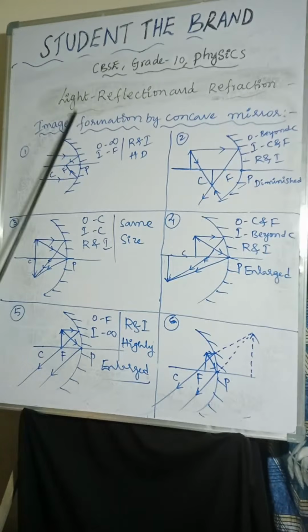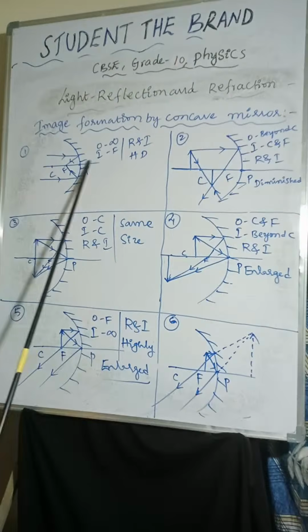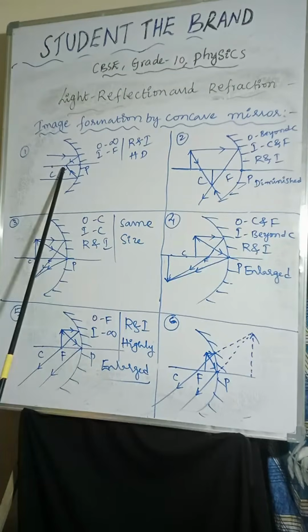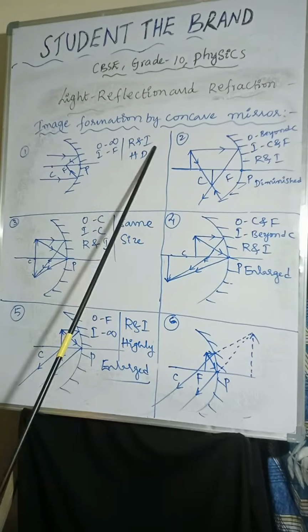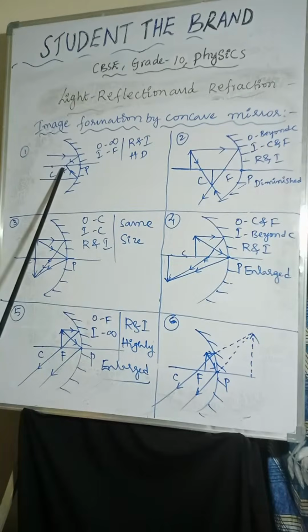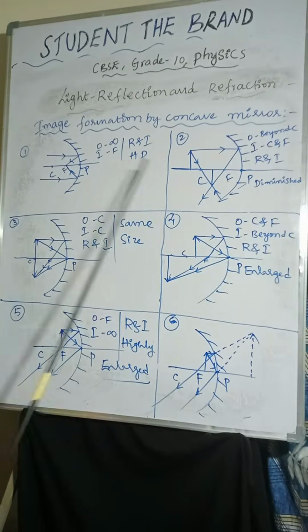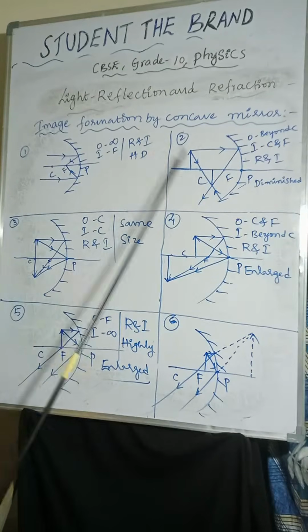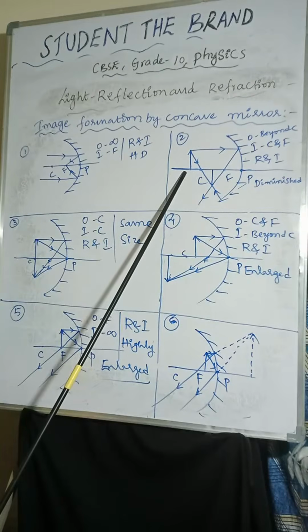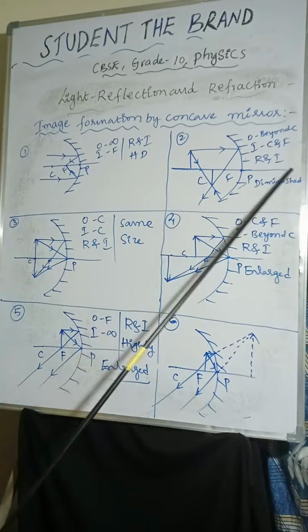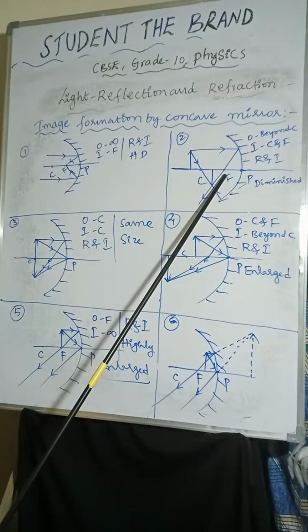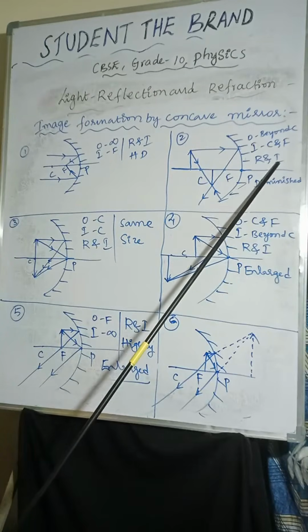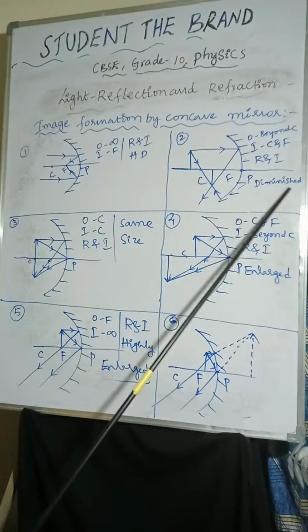So here you can observe, object is placed at infinity, so image is forming at F. Image is formed at focus. Nature of the image is real and inverted, and size of the image is highly diminished. So coming to the second one, object is placed beyond center of curvature. So image is forming between C and F. Nature of the image is real and inverted, and size of the image is diminished.